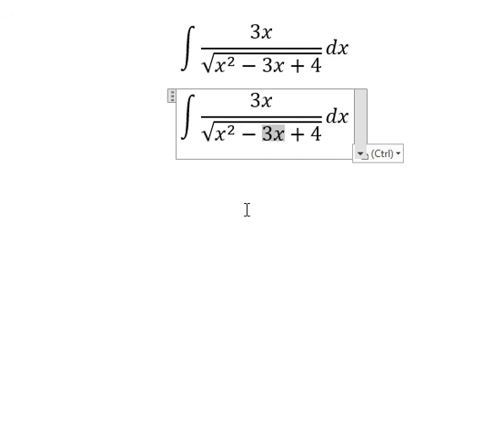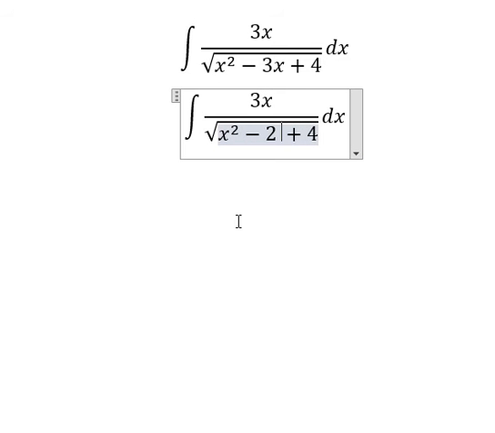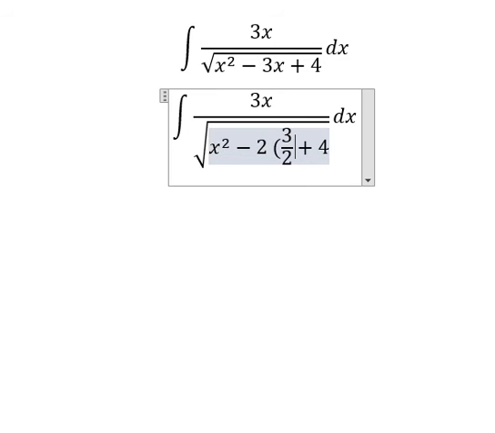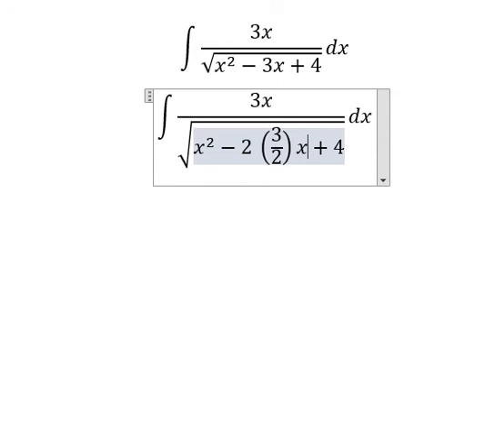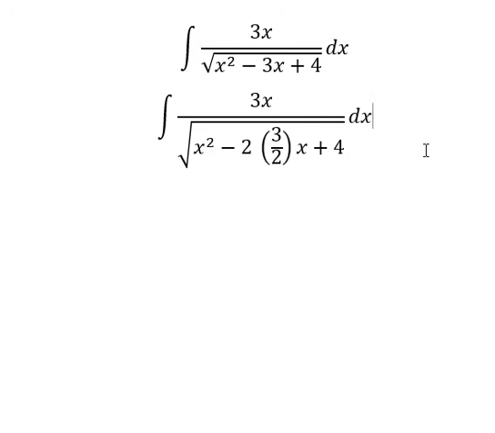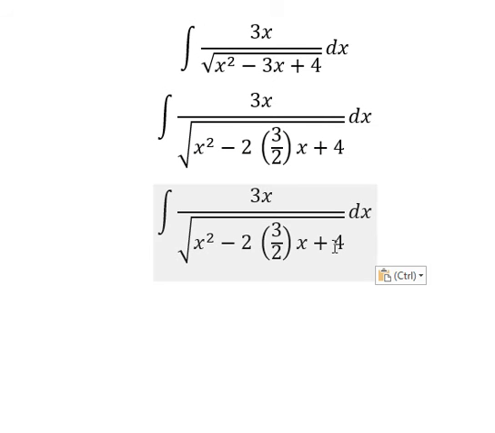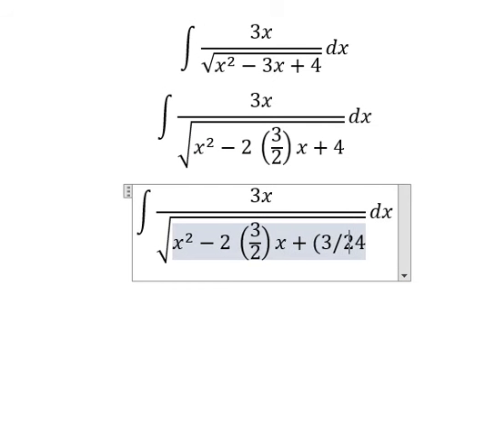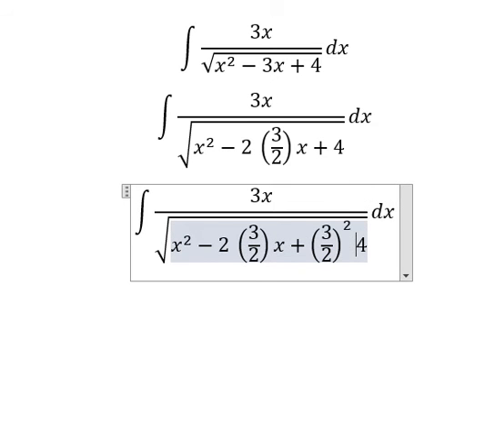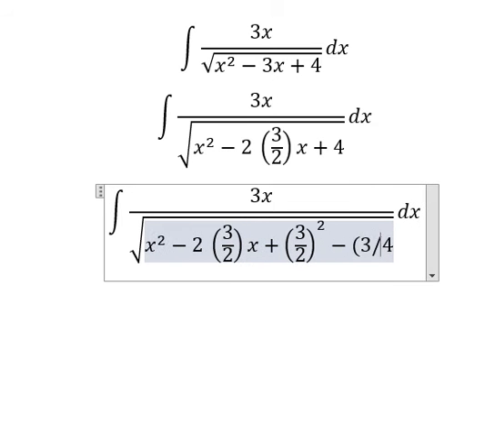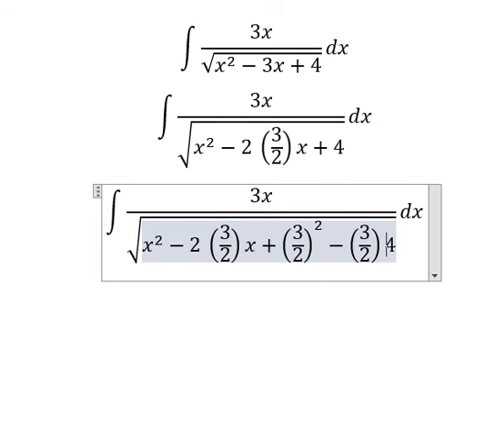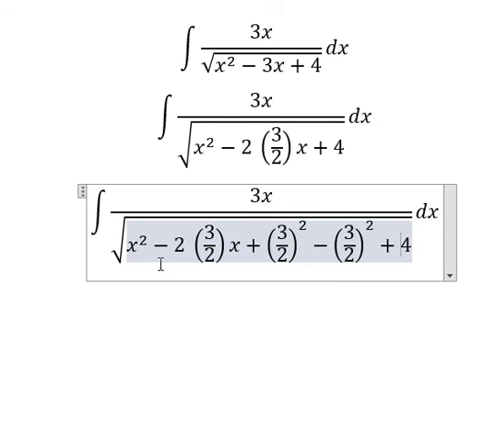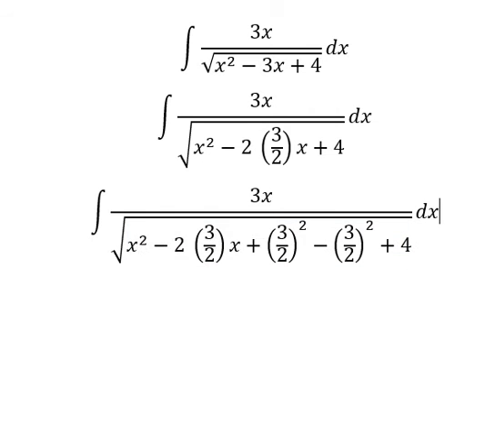Number 3 s, we can put number 2 multiplied by 3 over 2 and we have s. Next, we need to add 3 over 2 squared. Later, we need to subtract 3 over 2 squared, because I want to create identities in here.